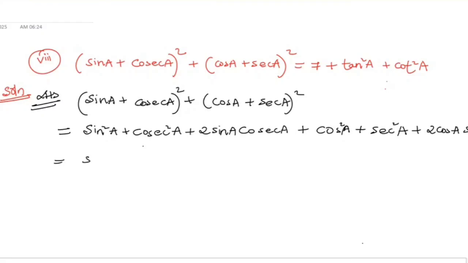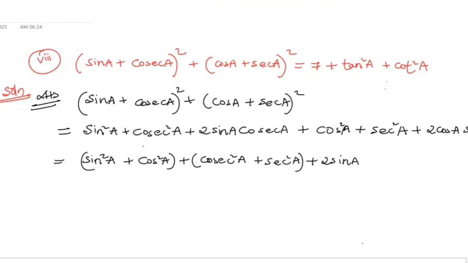We'll try to pair. We'll pair sin² a + cos² a together because we'll get a formula from here. Similarly, we'll write cosec² a + sec² a together. So what is left? Plus we can write 2 sin a cosec a + 2 cos a sec a.